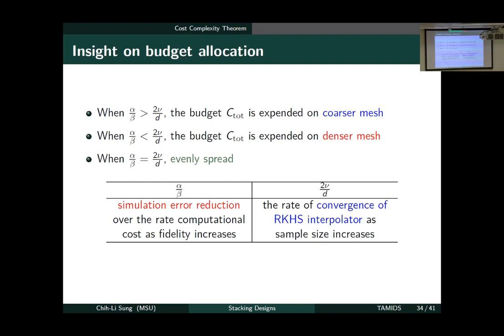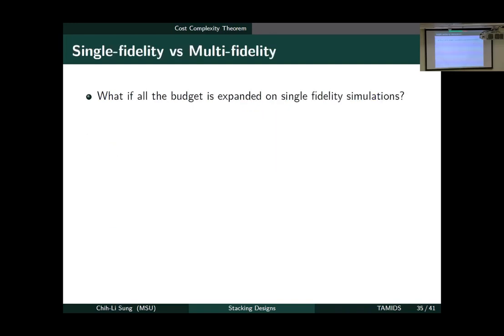All right, so this gives us some insights about this budget allocation. But I want to show you this comparison between single fidelity and the multi-fidelity using the rate I just derived. So what if we spend all of my budget on single fidelity simulations?